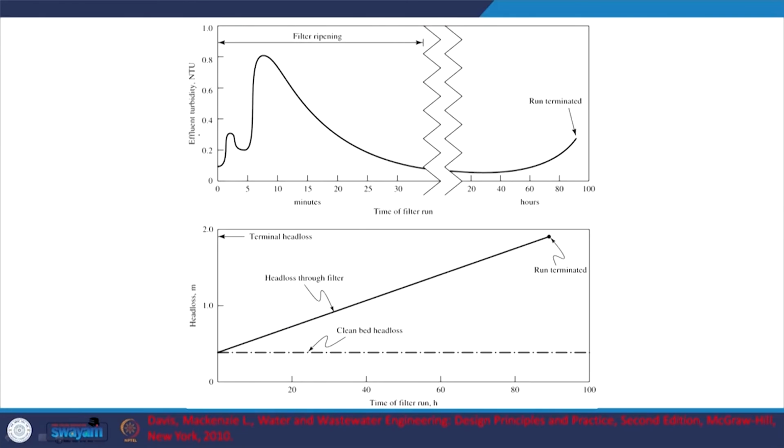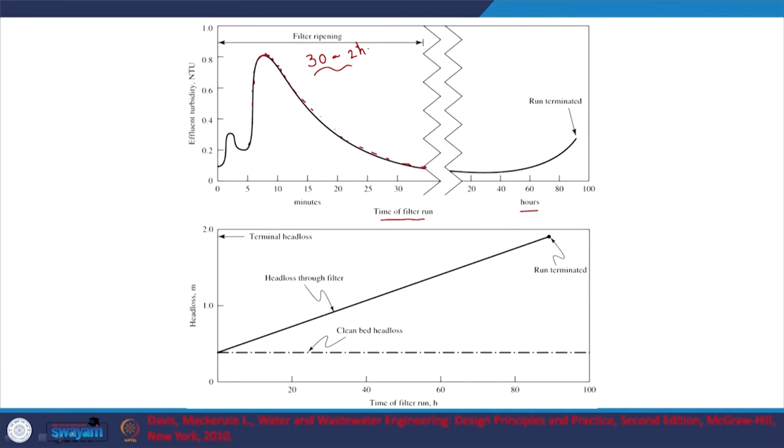We have two graphs, effluent turbidity on the y-axis and minutes or hours of filter run on the x-axis. In general, filter ripening takes 30 minutes to maybe 2 hours typically. Here, effluent turbidity is initially high because of the pore sizes, but during the filter ripening you can see that the filter efficiency increases considerably. This is within the first 30 minutes or 2 hours, right? The pore spaces are being taken up and you have more efficient filtration.